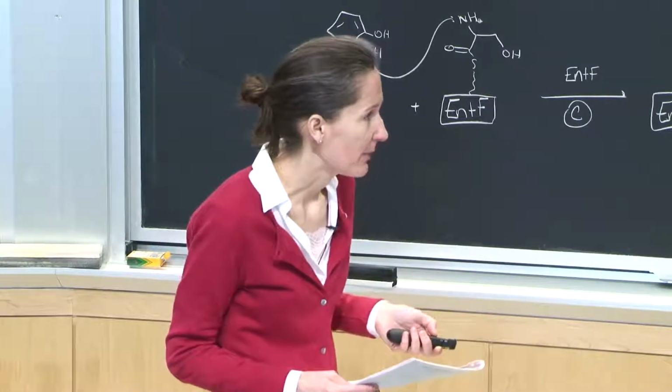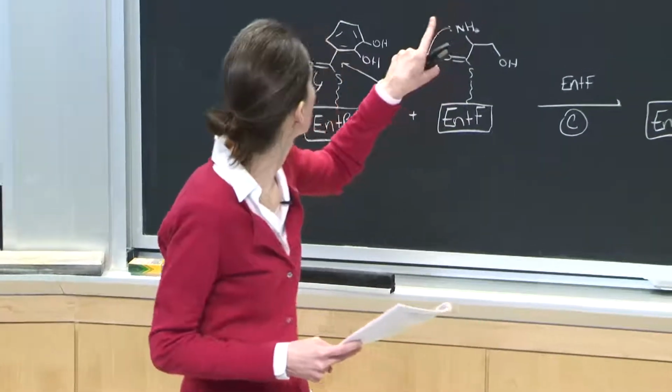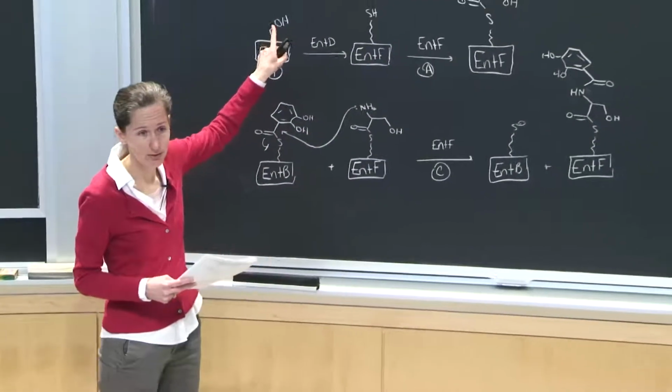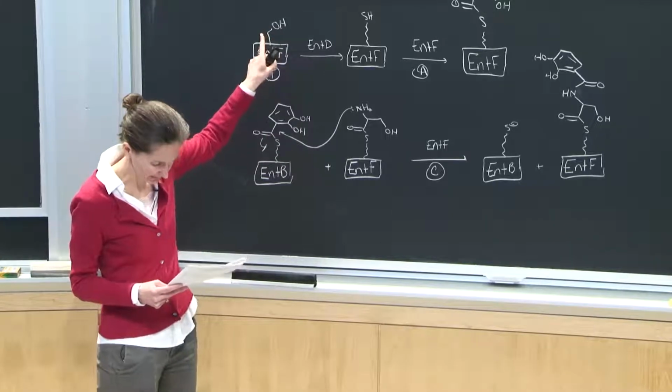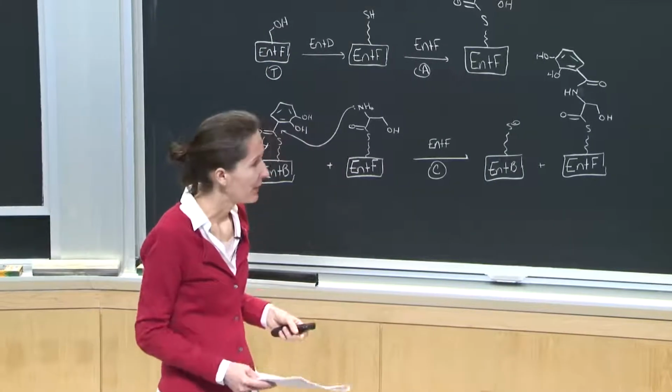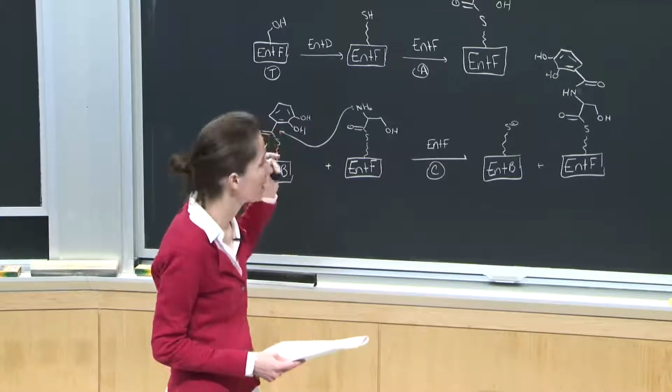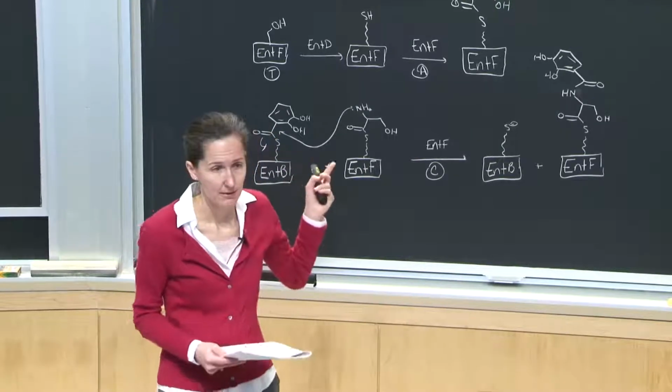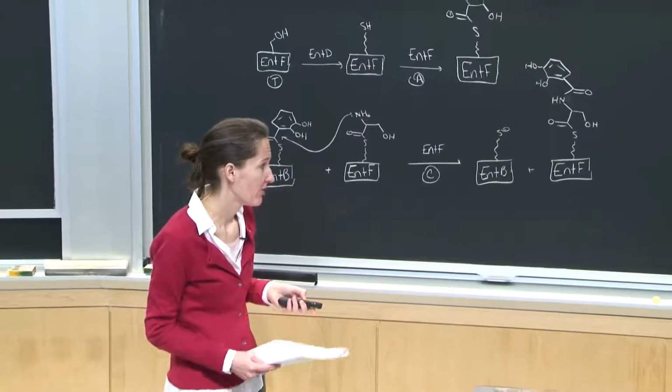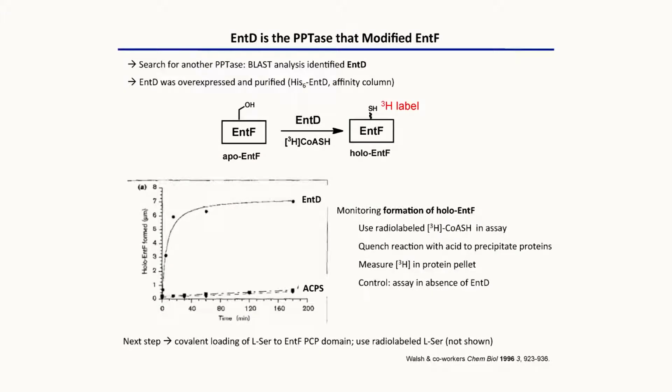So what's the next step? We have NF loaded. We're also going to want to try to load EntE and B, excuse me. But of course, we need to know some more about NB. Let's think about that. I'll also note that the next step is to look at loading of L-serine onto this moiety as drawn, and you can think about how to do that experimentally.